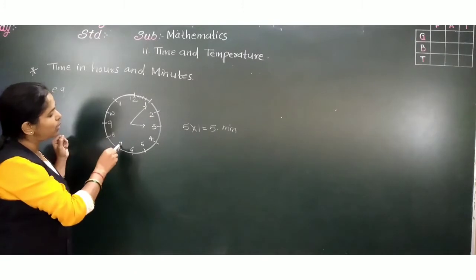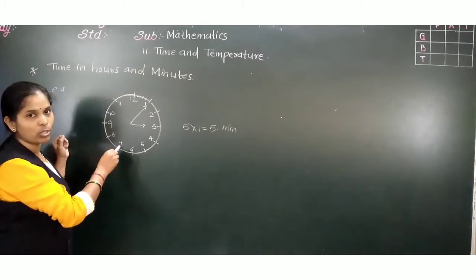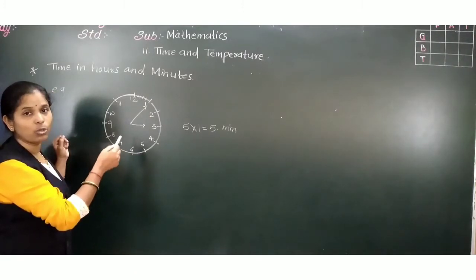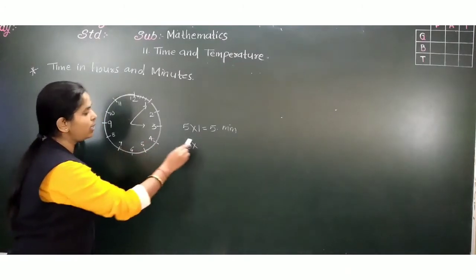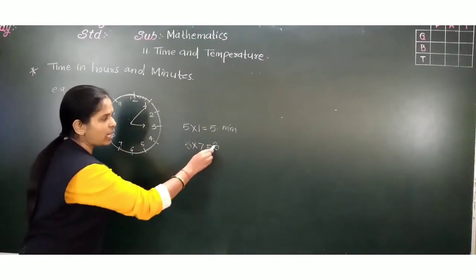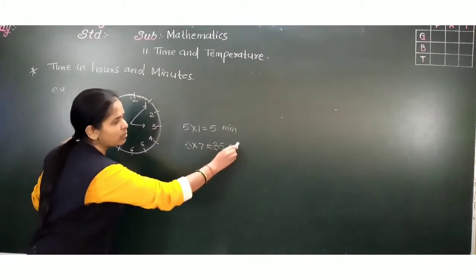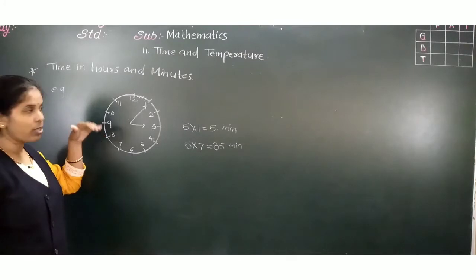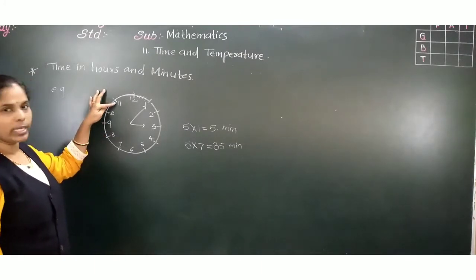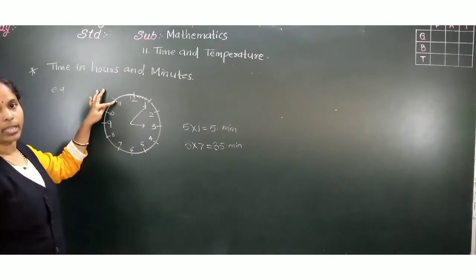Now suppose the minute hand is on 7, then how many minutes? We have to multiply this 7 by 5, that is 5 sevens are 35 minutes. So that is how to find out minutes. Understood? Suppose it is on 11, then we have to multiply 11 by 5 to find the total minutes.